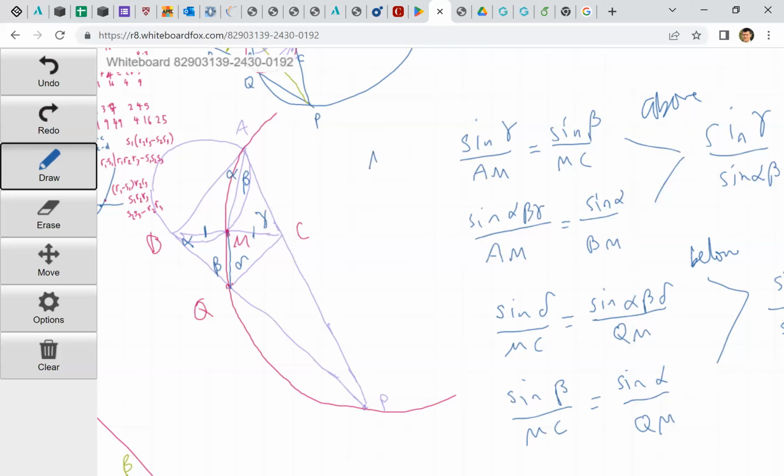So this is AMC, and this is ABM. Alpha plus beta plus gamma.